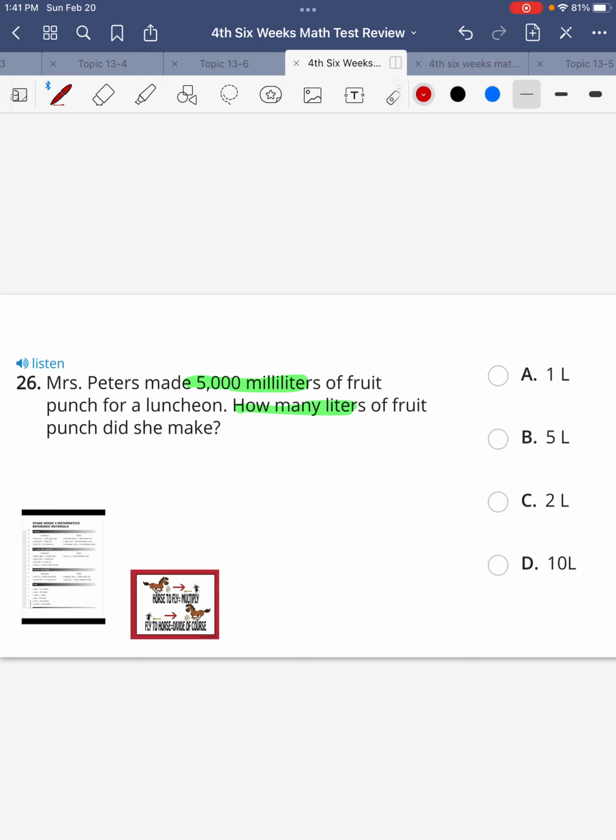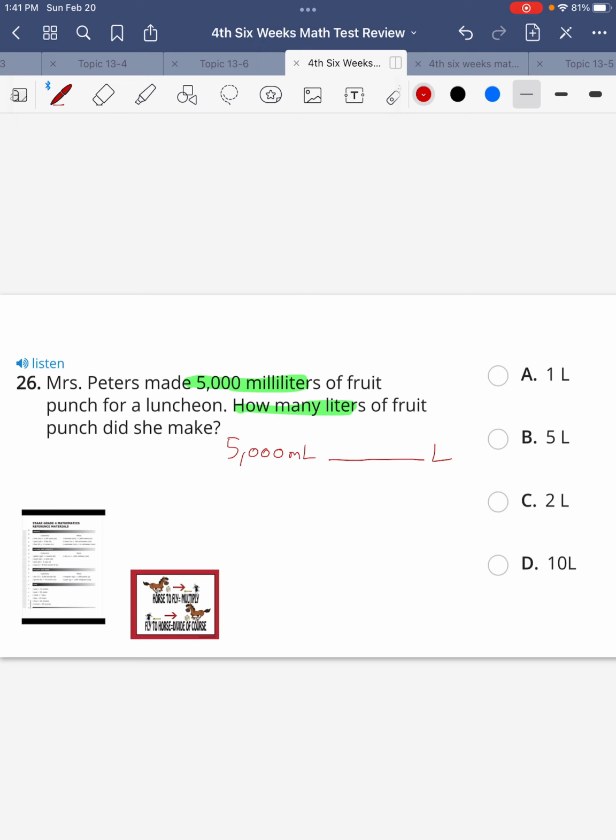Okay. If you notice, we have two different units. We have milliliters and liters. It's asking how many liters of fruit punch did she make? They want me to convert 5,000 milliliters to liters. Okay.